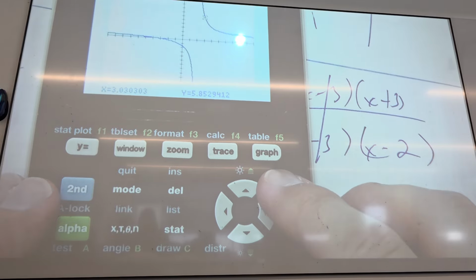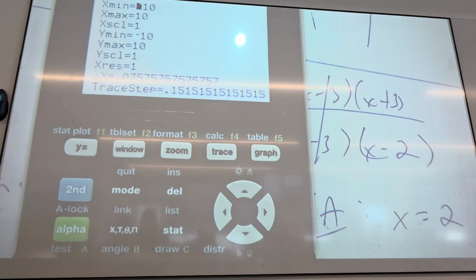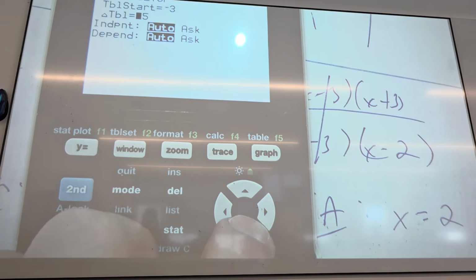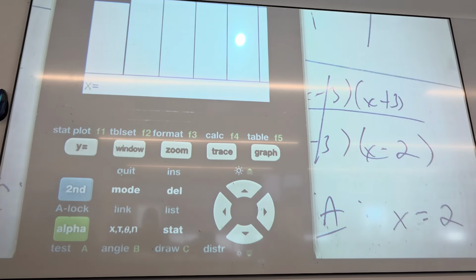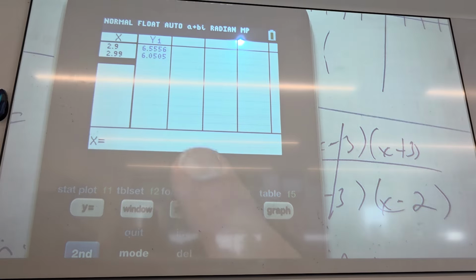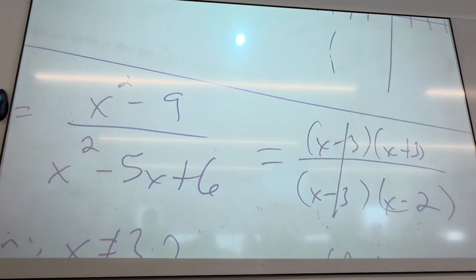And I could get even more precise. I can tell it 2.9, 2.99. Do you see what's happening? 2.999. What am I getting closer to? 6. So there's an open circle at 6.